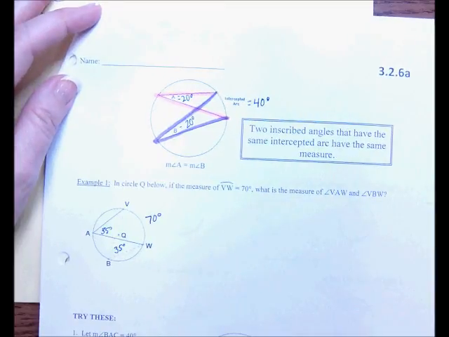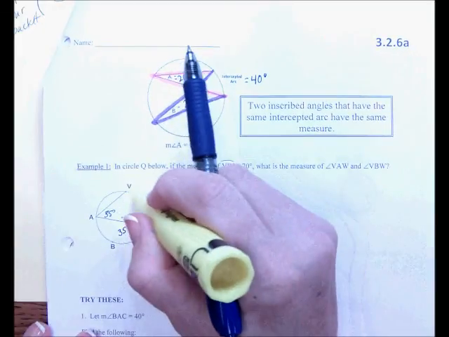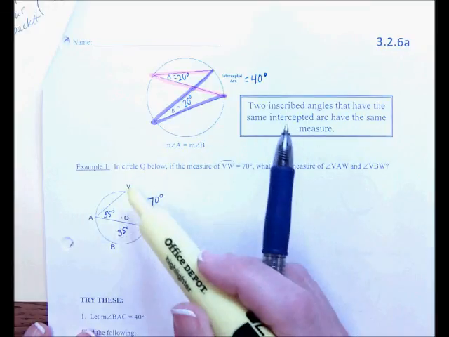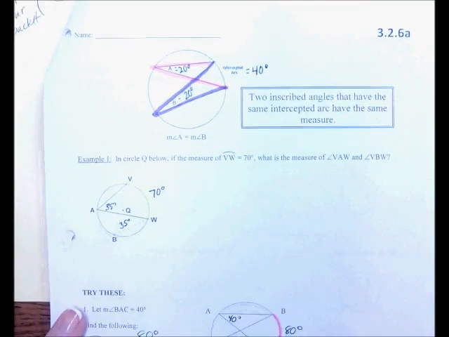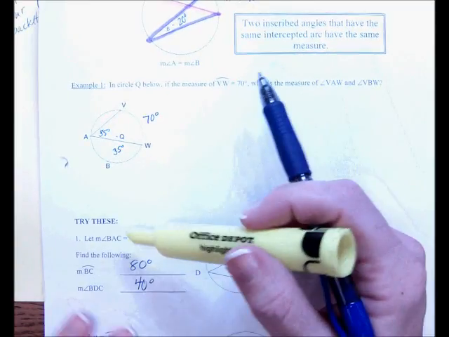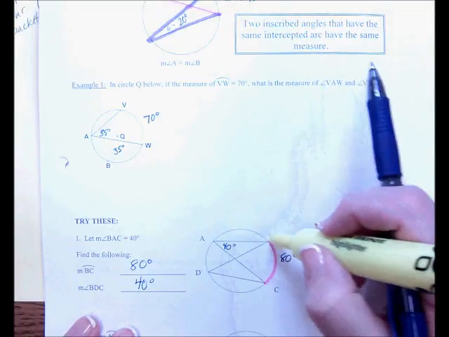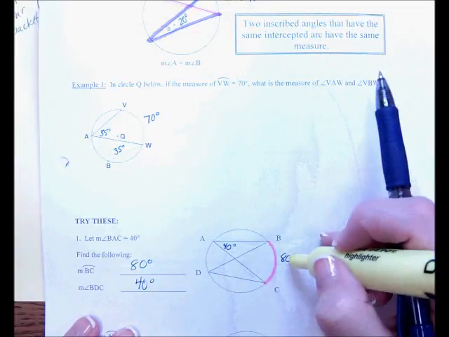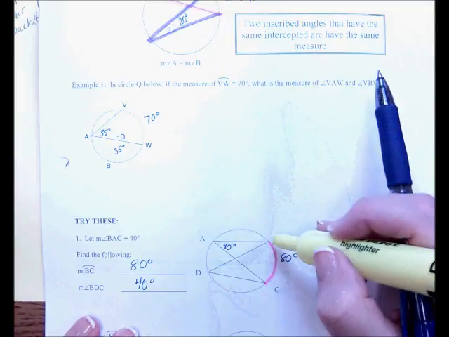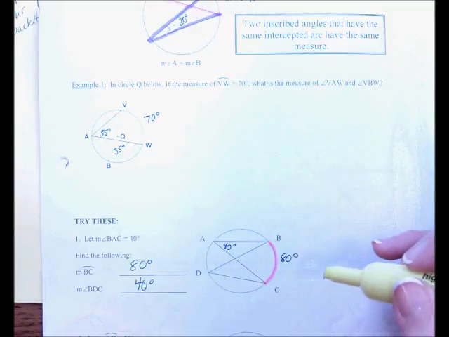So you just kind of move forward and you see, okay, well, arc VW is 70 degrees, so I know that angle VAW and angle VBW are both equal to 35 degrees. Then moving down to the next one, number 1, I know that my angle BAC is equal to 40 degrees, so the intercepted arc, because it's an inscribed angle, is twice the angle, so that would be 80 degrees. And then moving backwards, knowing the intercepted arc is 80 degrees, then angle BDC is 40 degrees.